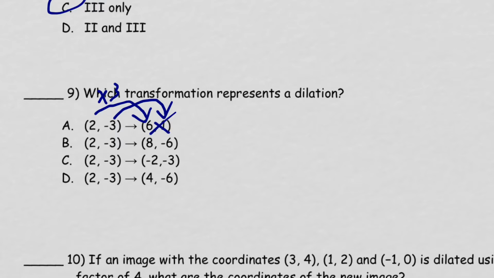So let's see, if we go to B, 2 times 4 would give us 8. So then we would have to multiply negative 3 times 4, and that would be negative 12, not negative 6. So we know that it cannot be B either. Let's have a look at C. To get from 2 to negative 2, we'd have to multiply by negative 1 there. And if we multiply negative 3 by negative 1, sorry, it would give us positive 3, not negative 3.